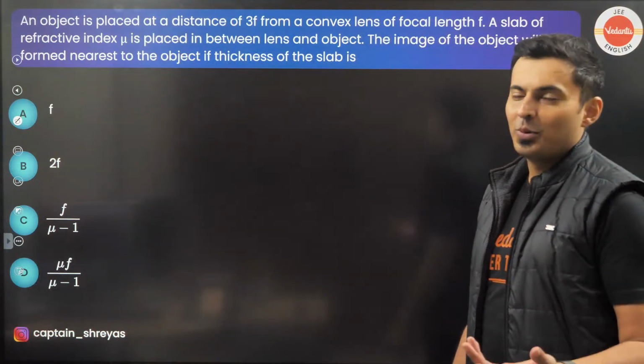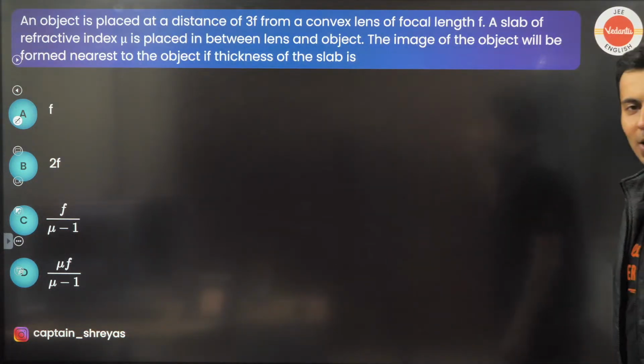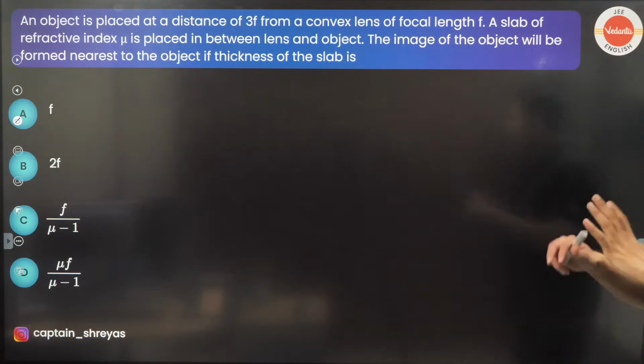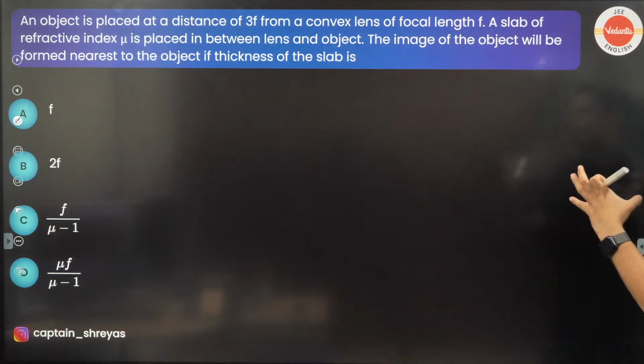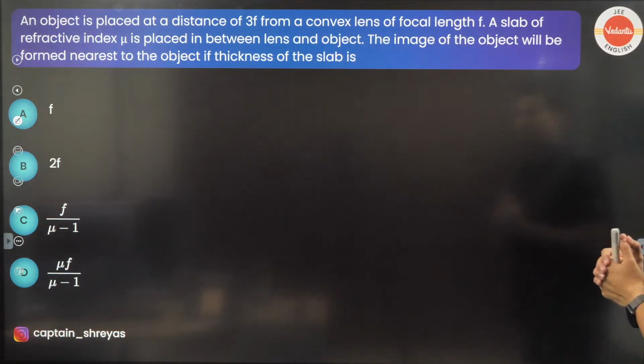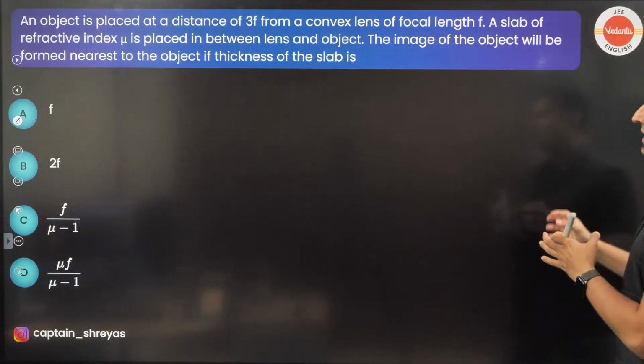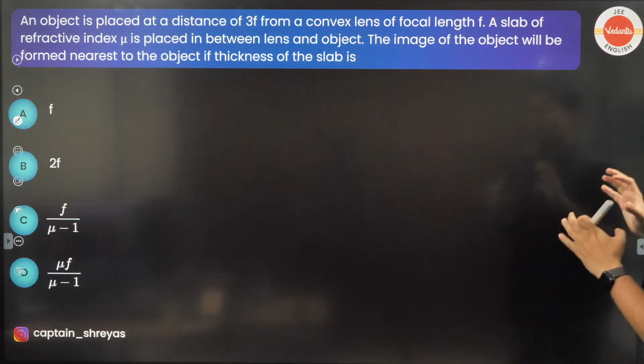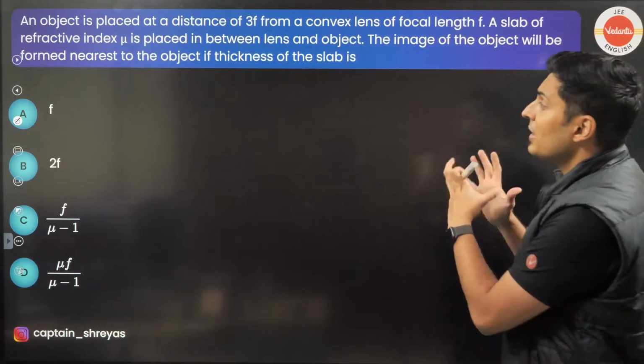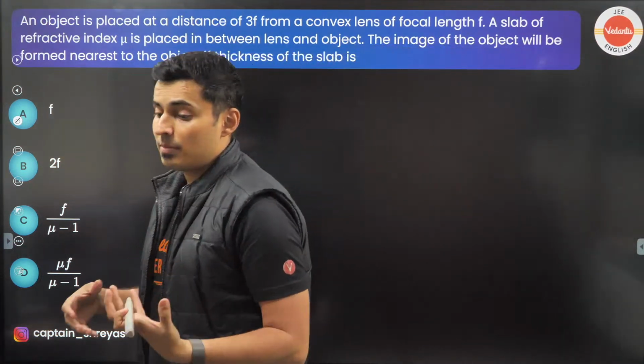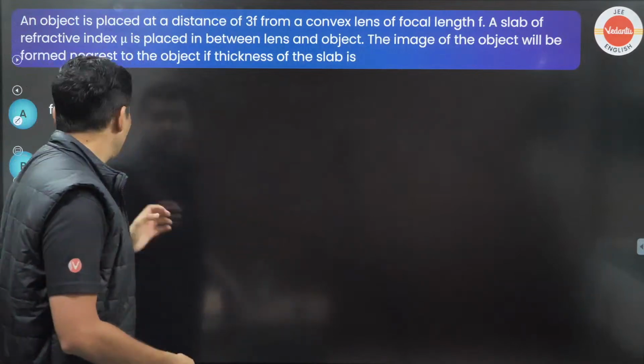Okay, now this is another beautiful question, guys. A lot of you are going to learn a lot of new things in this question. Very fascinating one. An object is at a distance of 3f from a convex lens of focal length f. A slab is placed so that the image of the object will be formed nearest to the object if the thickness of the slab is. Understood? Very good, Bhargav.